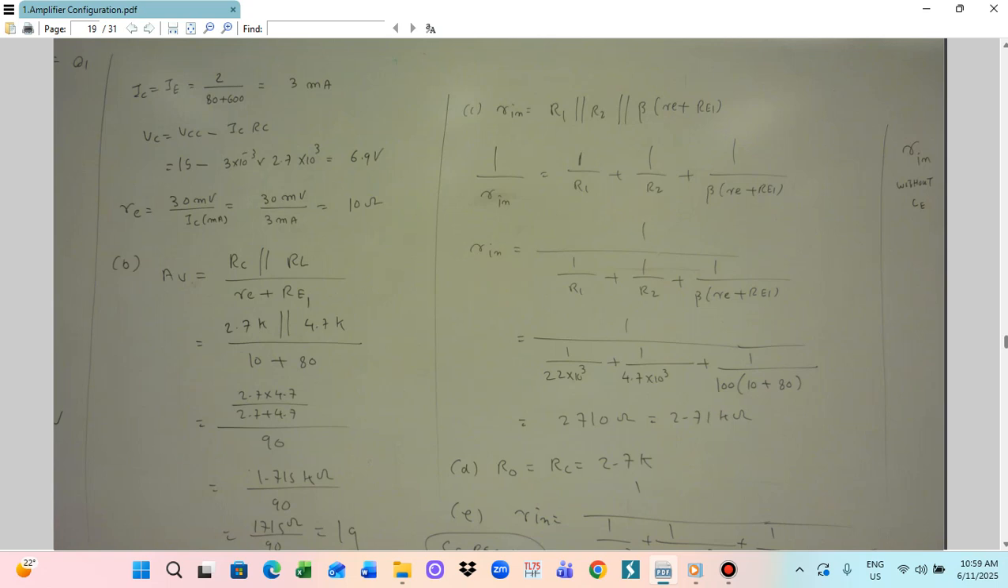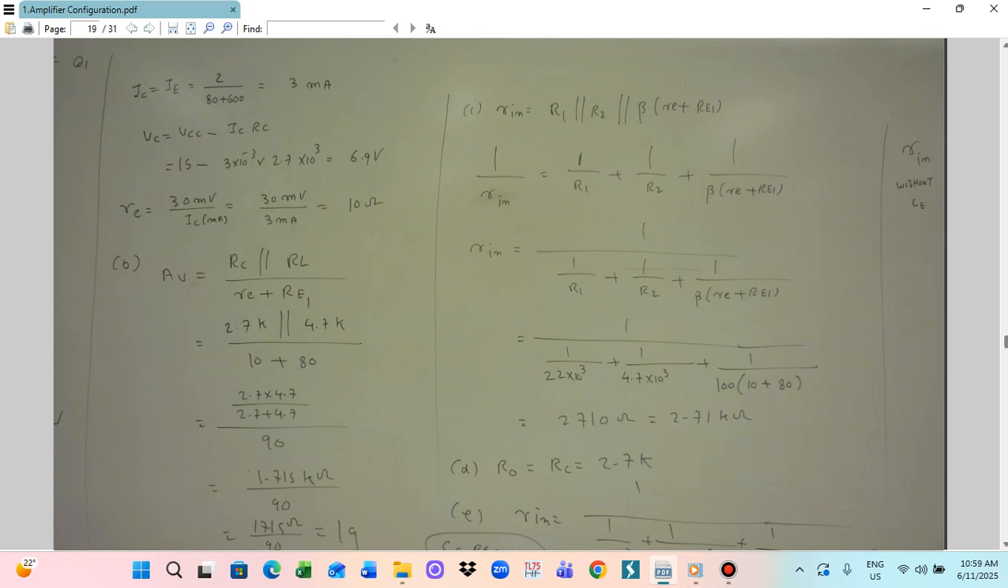So we have already calculated VB, VC and VE. And we also need to calculate the small re. The formula for small re is 30 millivolt divided by IE. I have already given the formula, 30 millivolt by IE, with IE in milliamperes.